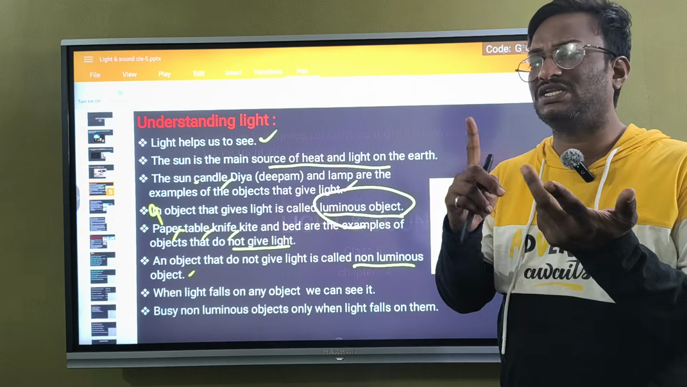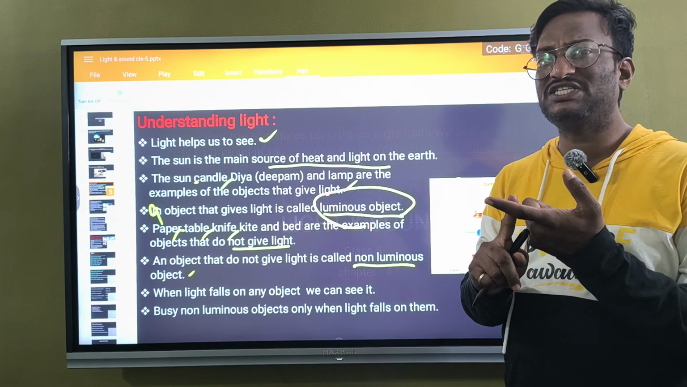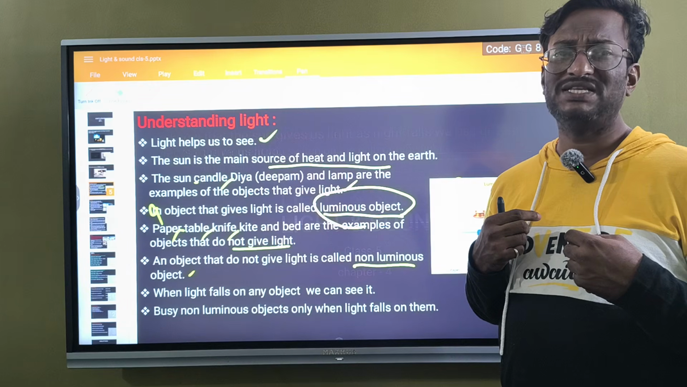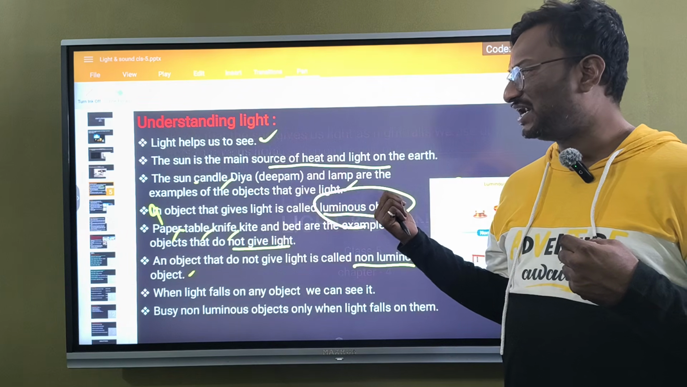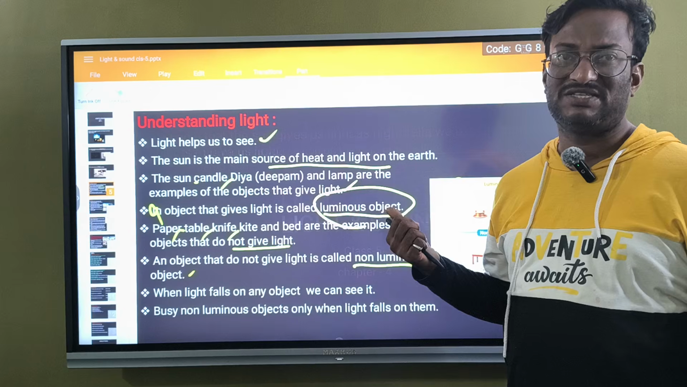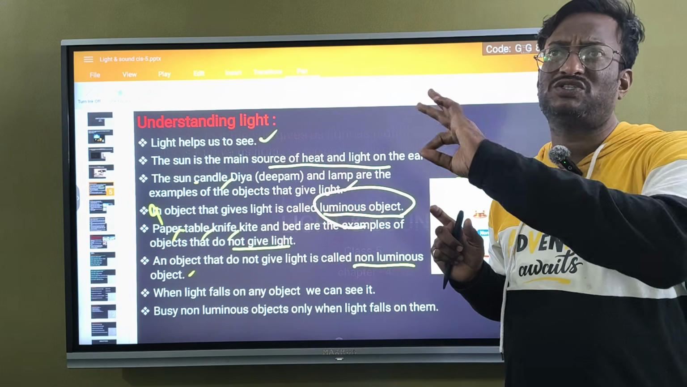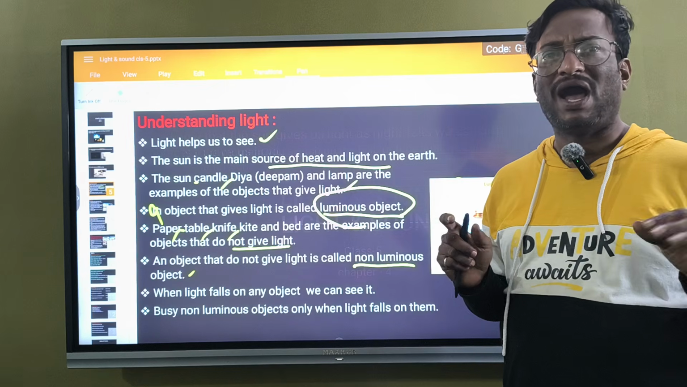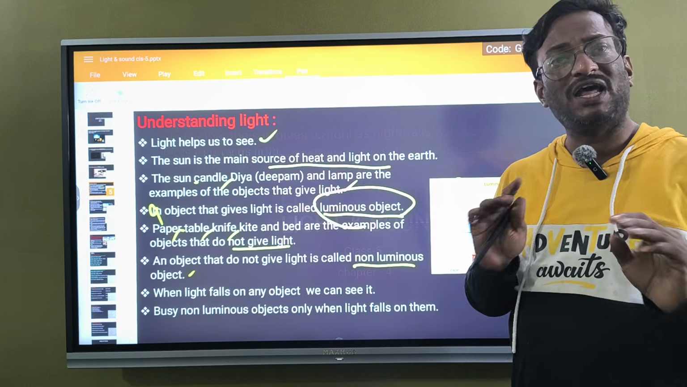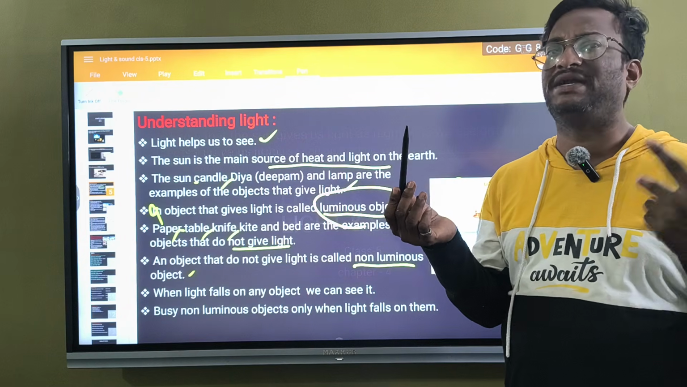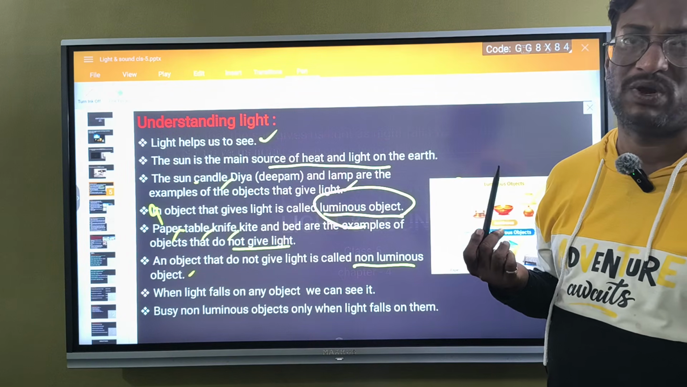Self-luminous, luminous, non-luminous. Self-luminous means which can give light by its own. The second one is luminous, which can give light with help, like a tube light, torch light, bulb, all are luminous. And non-luminous means this pen, you, me, we cannot give light. We are non-luminous bodies.